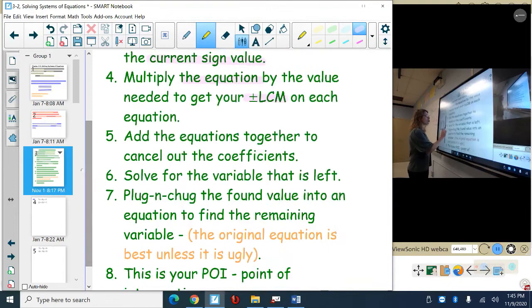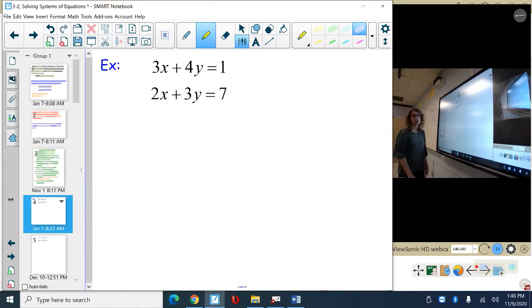Then you're going to add straight down, and one of them is going to cancel out, and you're just going to have one letter left. You're going to solve for that variable, and then you're going to plug and chug that value you got into one of the original equations. Okay? And then this is your POI. So let's go ahead and do this.